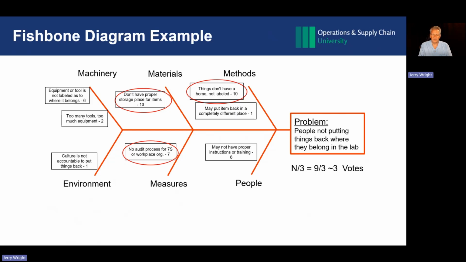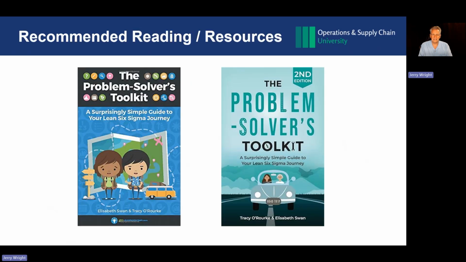All right, that's it for fishbone diagrams. If you'd like to get more into problem solving, my friends Elizabeth Swan and Tracy O'Rourke have written a book called The Problem Solver's Toolkit, and it talks about problem solving. In fact, there's just a brand new second edition that was released this year, and great resources for you to dig into problem solving. Tracy O'Rourke and Elizabeth Swan.